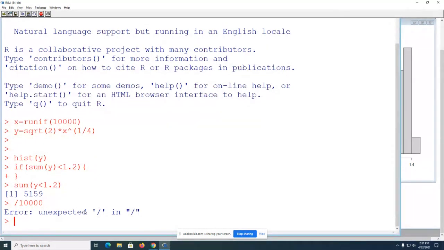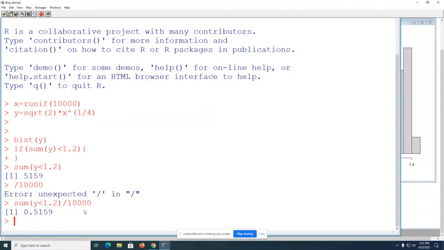You can use arrow up to repeat the previous command. Cool. So you got an empirical probability of 0.5159. Sam, did you get an empirical probability? Yeah, 5173. So pretty close.